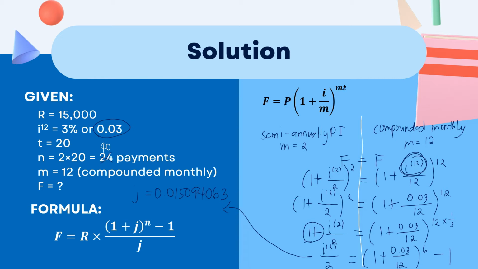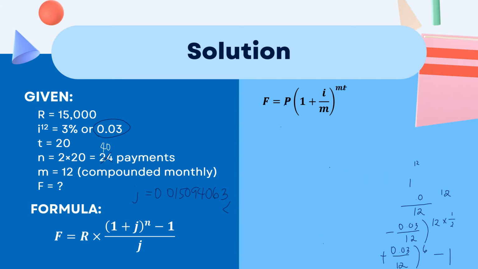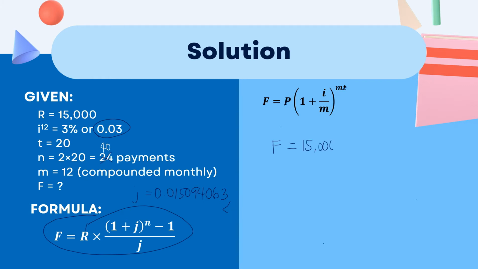Then, kailangan ko pong burahin ito dahil wala tayong pagsusulatan ng final answer. Yan, substitute na po natin. The formula is this. Then, yung R po natin is 15,000. Multiply. We have now 1 plus J natin. Ito yung J.